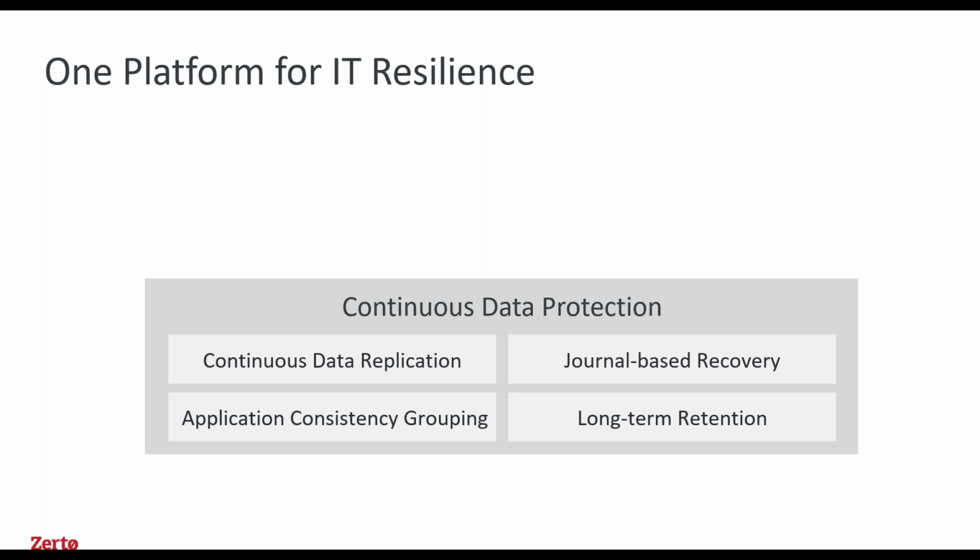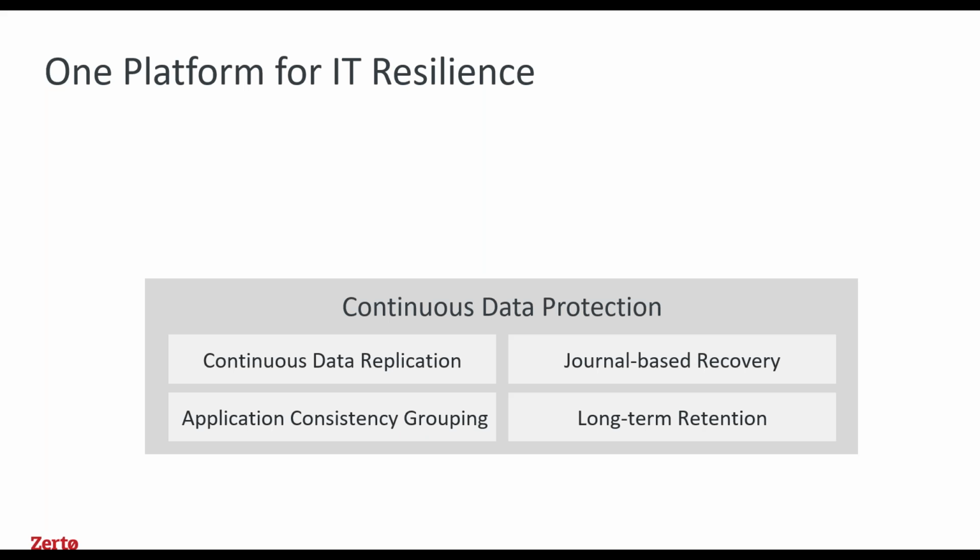So where do we start? We started with probably a best-in-class replication engine. So we have continuous data protection, which consists of the four key things you can see here. First, continuous data replication. We don't schedule anything; everything's done on a continuous basis.